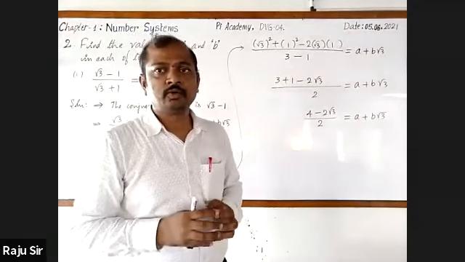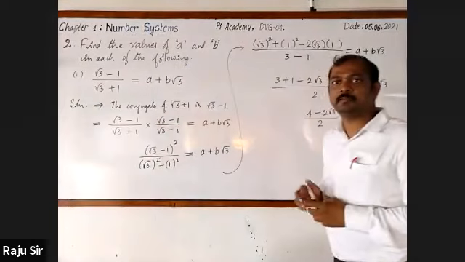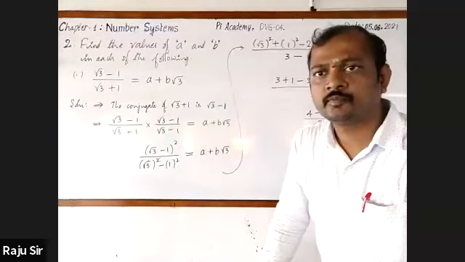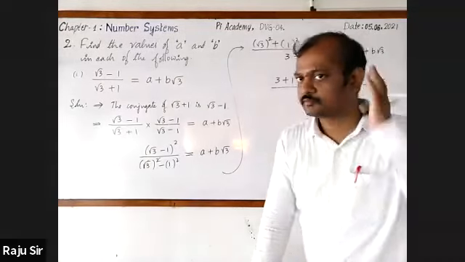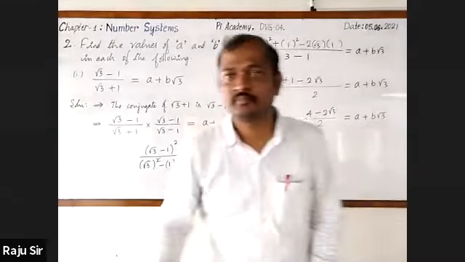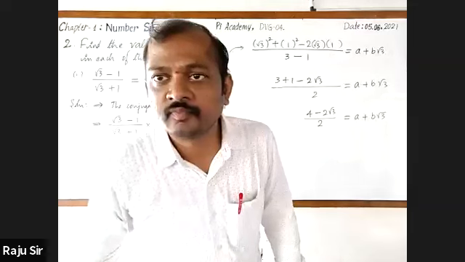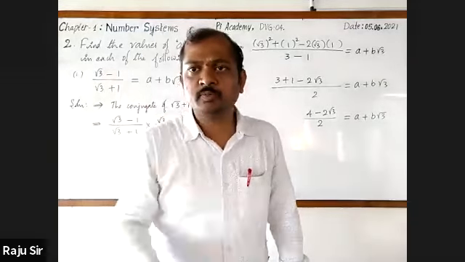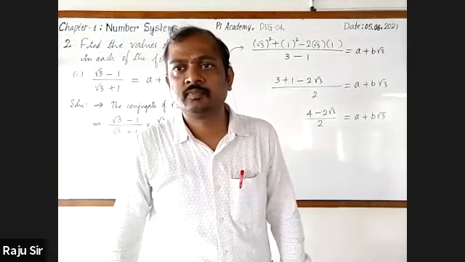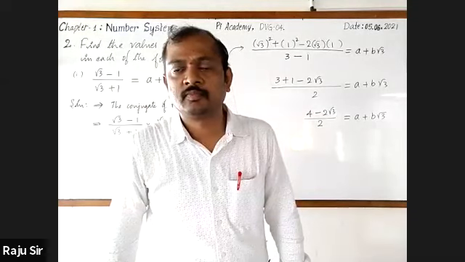Shamita, could you tell how it can be simplified further? Sir, 2 and 4 get cancelled. 2 ones are 2.